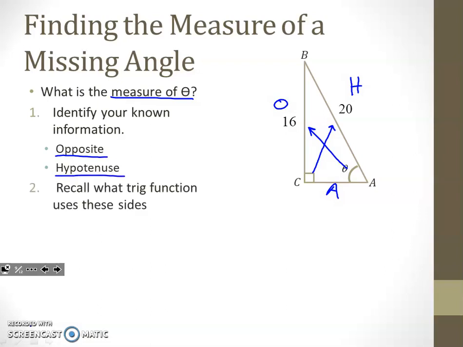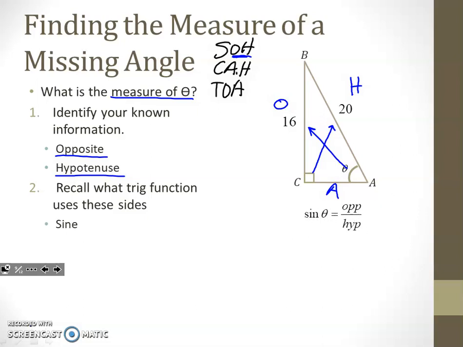Number 2 says, recall what trig function uses these sides. So if you see opposite and hypotenuse, we're thinking back to our SOHCAHTOA. Whoops, that's supposed to be an H. SOHCAHTOA. So if I'm thinking back to SOHCAHTOA, what does opposite and hypotenuse mean for me? Well, it means that I need to use my sine function. So now that I've identified all that, I'm going to recall sine theta equals opposite over hypotenuse.